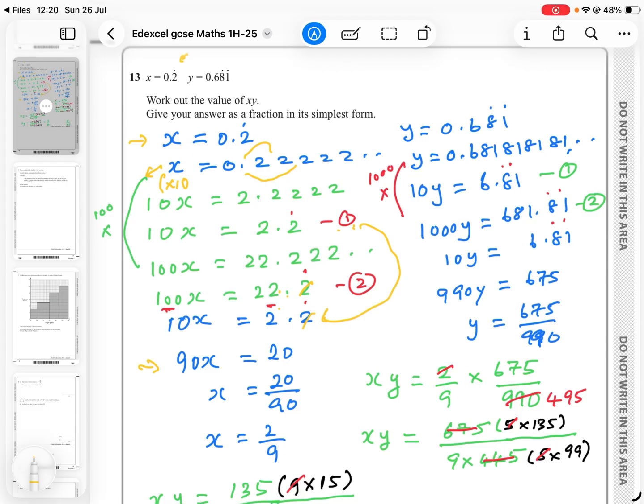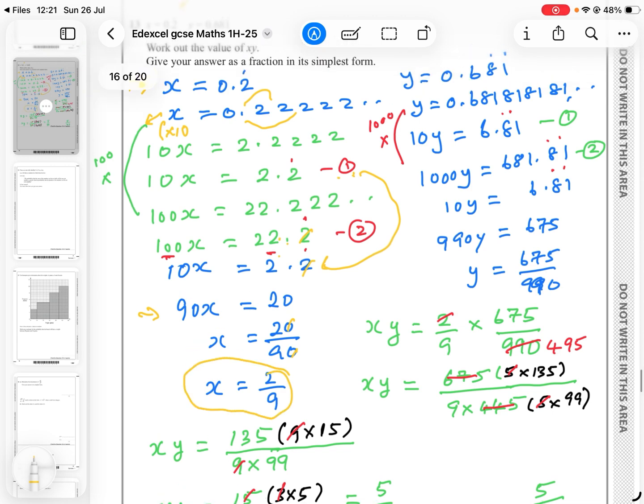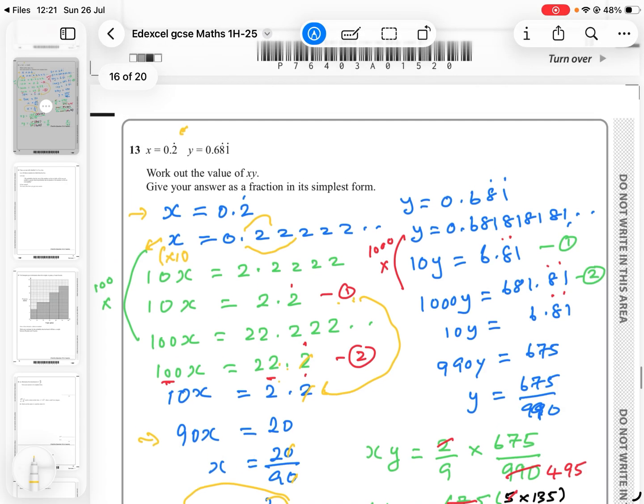So 90x equals 20. If we divide both sides by 90, x equals 20 over 90. The zeros cancel, and you get x equals 2 over 9. Now, in a similar way, we can do y.